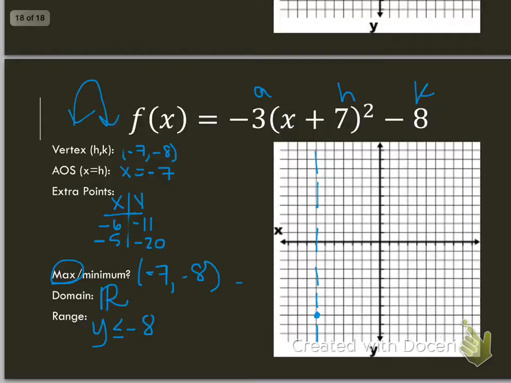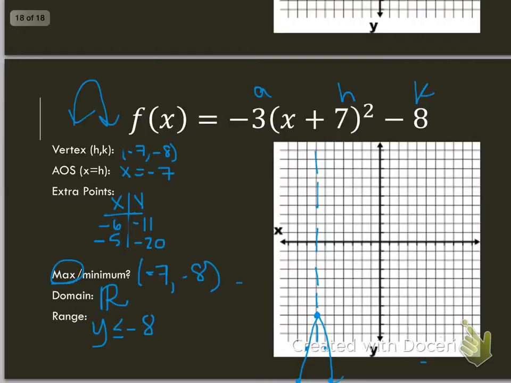So I'm going to go left 6, down 11. So it's going to be like right here. I'm going to mirror it across. And then the other one is -5, -20. This is why we pick close ones, because that's going to be like way off. So there is my graph.